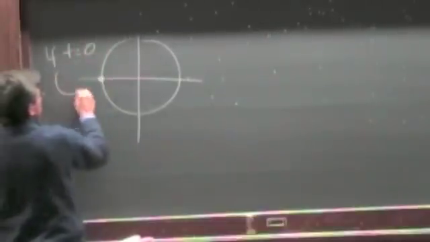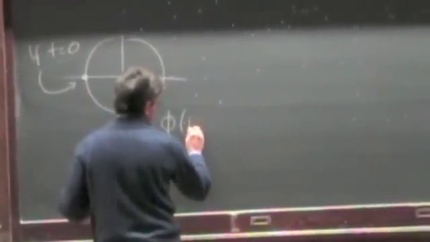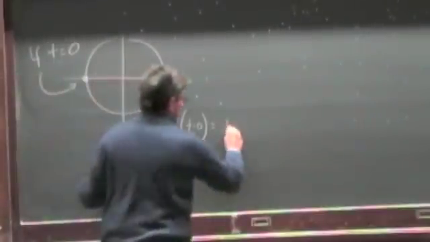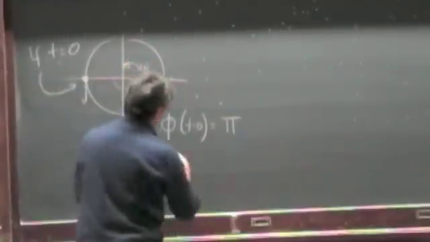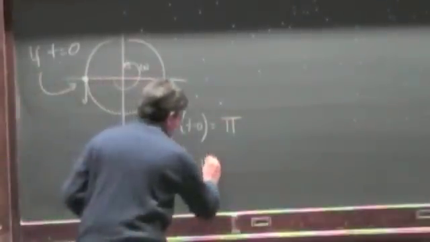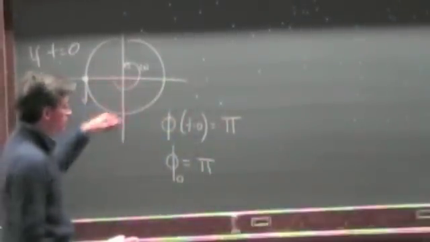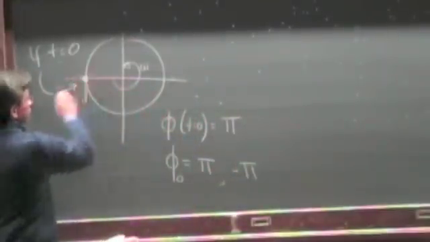What if at t equals 0, your particle moving in circular motion was actually here? If at t equals 0 the particle was here, then phi at time t equals 0 is equal to pi. Remember the particle is moving around like this. And that implies that phi 0 is going to be pi. Another possibility is minus pi, right? It's the same exact point.